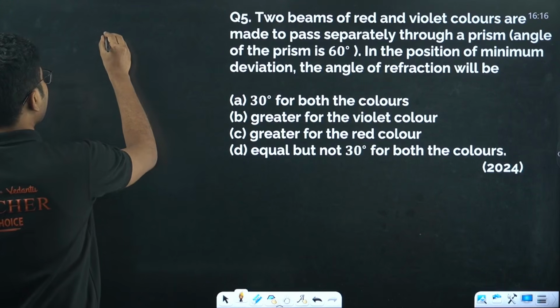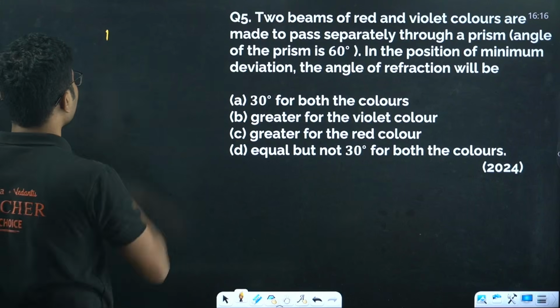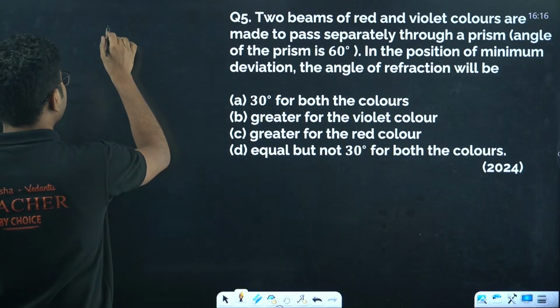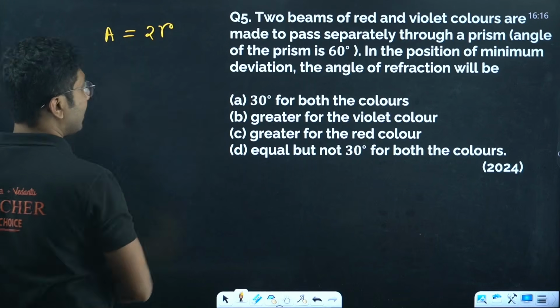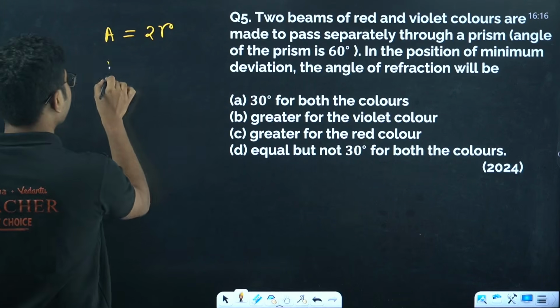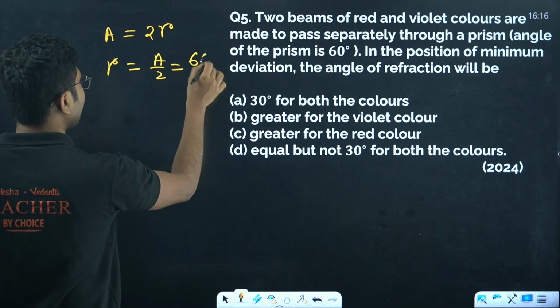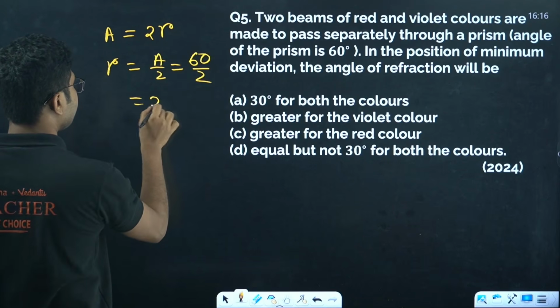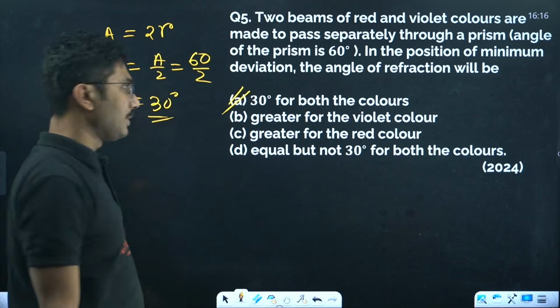So let's see. We know that angle of prism is equal to 2r, twice the angle of refraction. So angle of refraction will be A by 2. So A by 2 means 60 by 2, that is 30 degrees. So 30 degree for both the colors will be the answer.